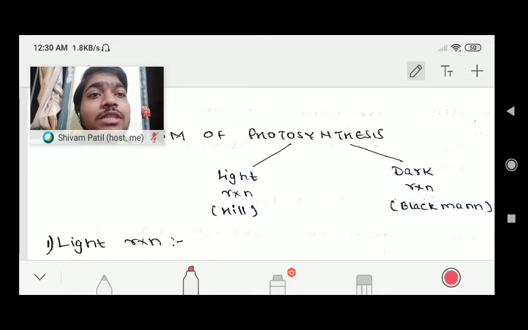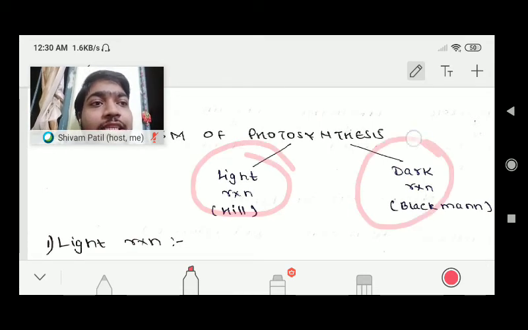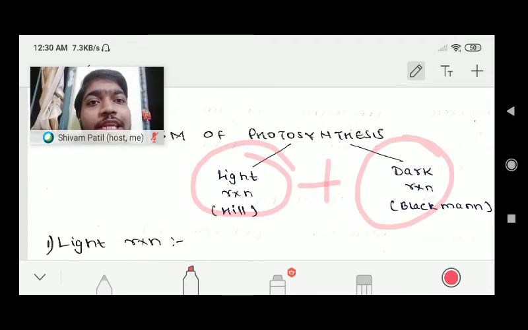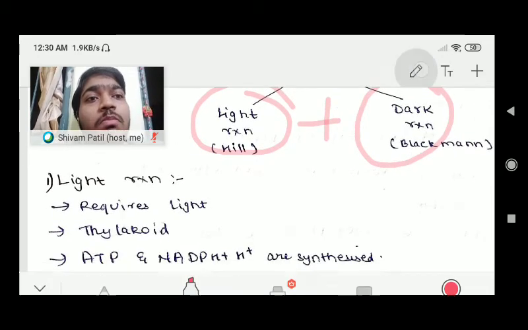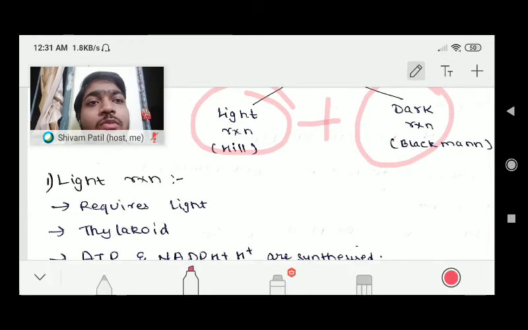So photosynthesis consists of two reactions. One is light reaction and the other one is dark reaction. Light reaction is also known as Hill reaction, and dark reaction is also known as Blackman reaction. Now both are necessary to occur simultaneously so that the glucose can be formed. If only one reaction occurs, then the glucose cannot be manufactured. Okay, so both the reactions should take place in the plant, then only the glucose can be manufactured.